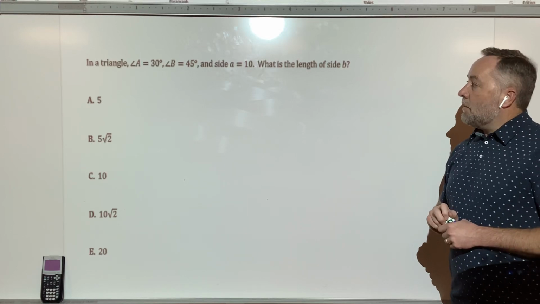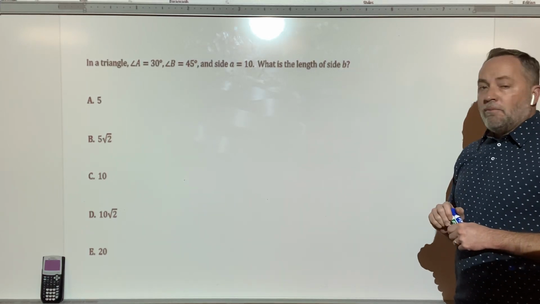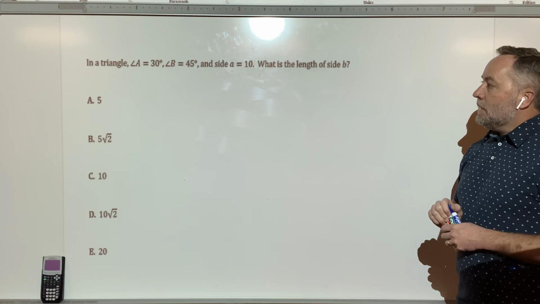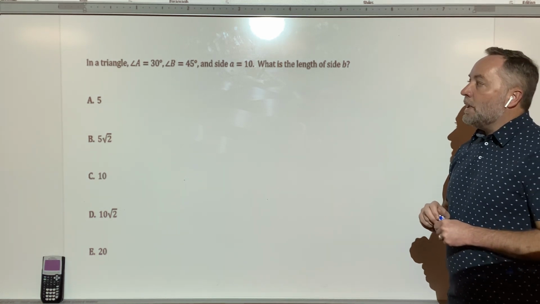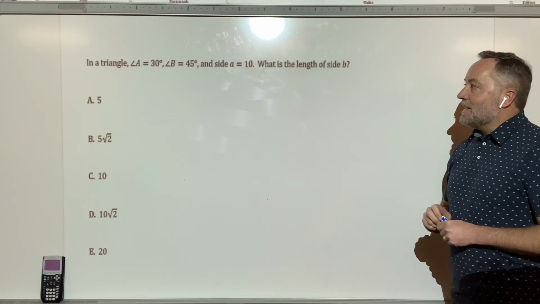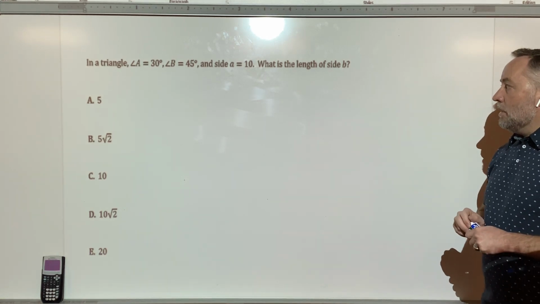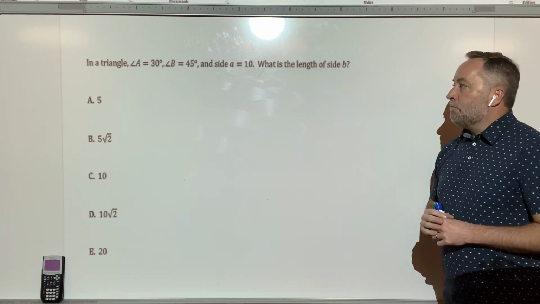This question is a trigonometry question asking us to solve for a missing side length of a triangle. It says, in a triangle, angle A is equal to 30 degrees, angle B is equal to 45 degrees, and side A is equal to 10. What is the length of side B?